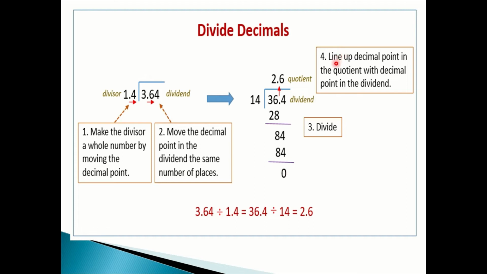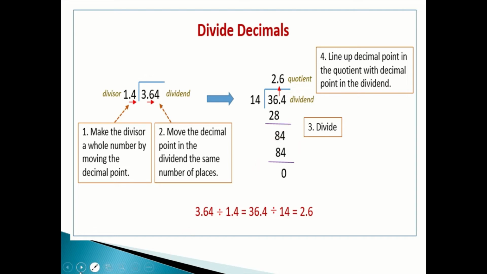And then for the last step, we line up the decimal point in the quotient with the decimal point in the dividend. So we just line it up, okay? Like this. Therefore, the answer is 2.6. So that's how the process goes.